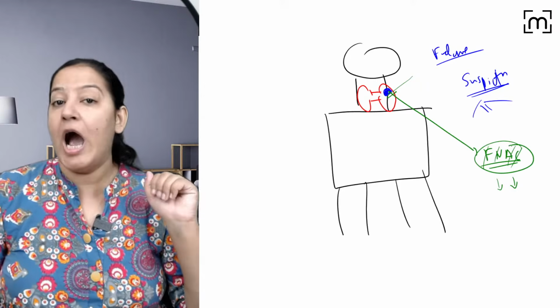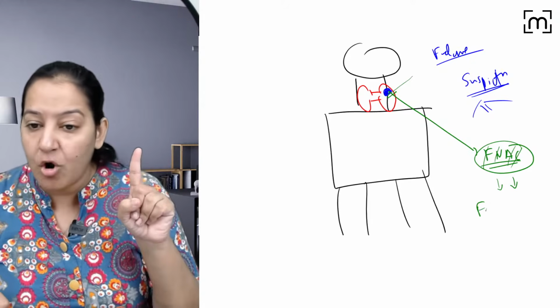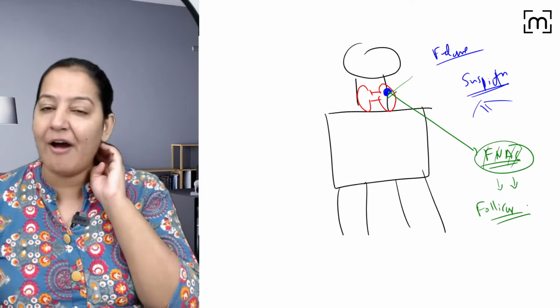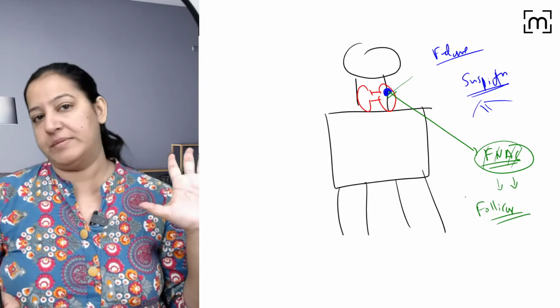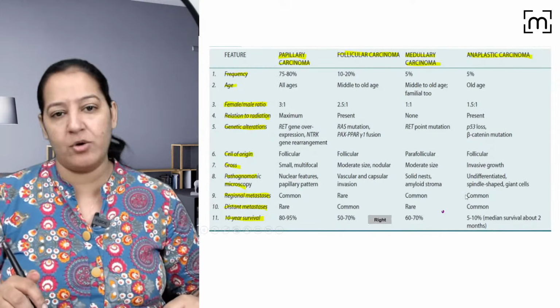By FNAC, out of the 4 tumors, 3 can be diagnosed. Follicular cannot be diagnosed on FNAC. Please learn it. For follicular, you have to do the biopsy. Yes, I'm coming to that point. For follicular, you have to do biopsy. The rest 3 can be diagnosed on FNAC, right?